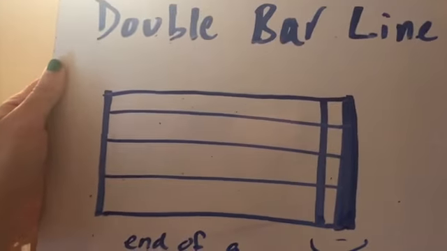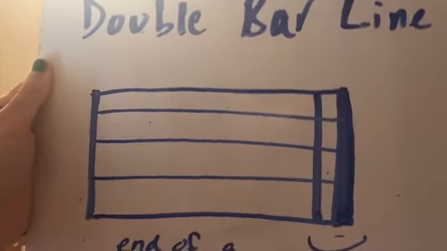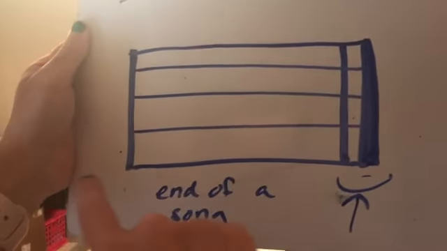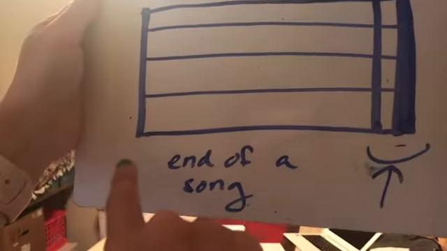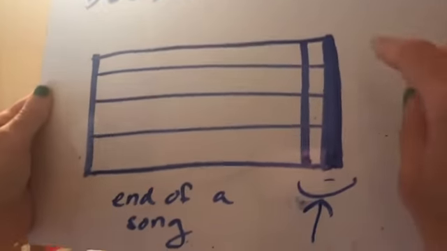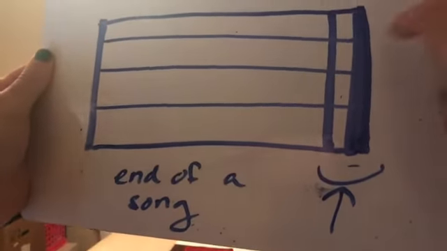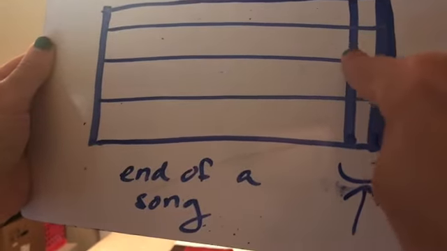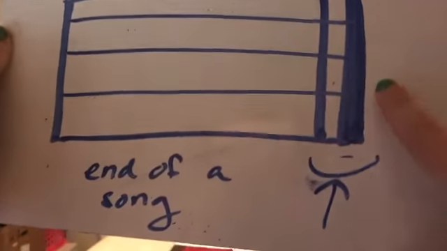Another new part of reading that we're going to cover is the double bar line. So it works the same way with the measure. So this is the beginning of a measure, and here's the end of a measure. As you can see, there are 2 lines. So here's your double bar line. The inner one is thinner, the outer one is thicker.